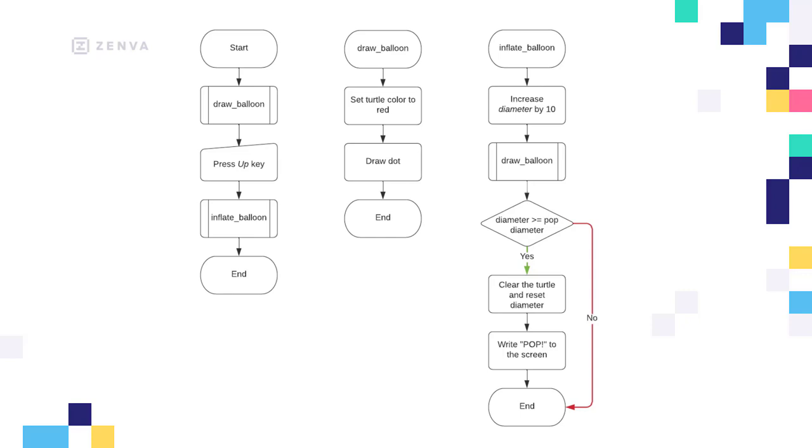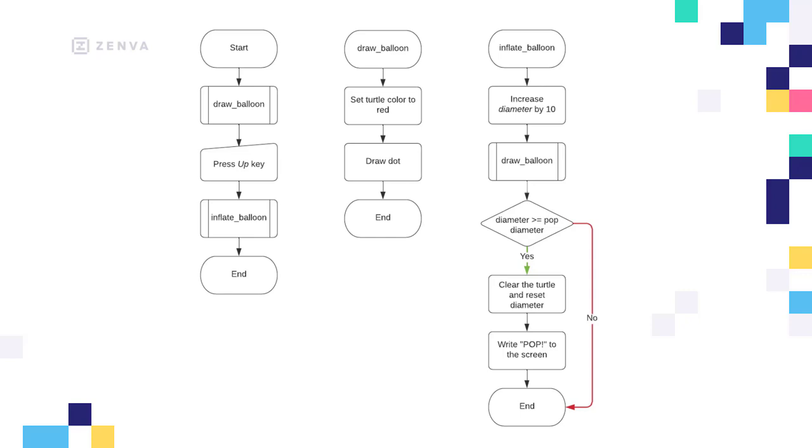And once we do that, we are going to inflate the balloon. And the inflate balloon function has a bit more stuff in it. This is probably going to be where the biggest chunk of code for the project will be. It is basically going to increase the diameter of the balloon by 10. It is then going to draw it to the screen. And then we are going to have an if statement where we check to see if the diameter is greater than or equal to the pop diameter. So if we've reached the point at which we're about to pop, then we are going to clear the turtle, reset the diameter, and write the text pop to the screen. And then the function has ended.